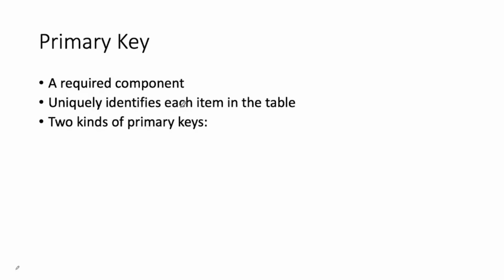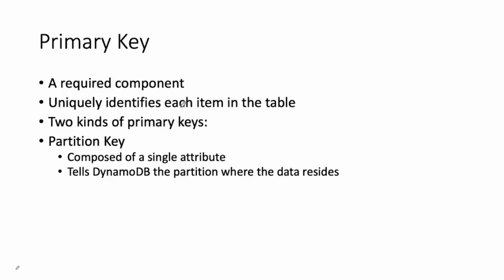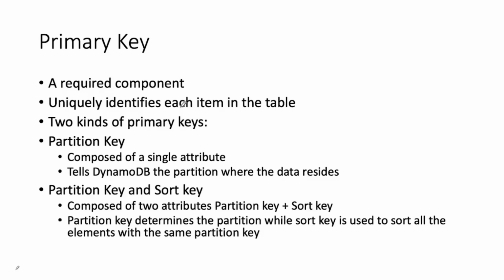Primary key is a required component in DynamoDB, and it uniquely identifies an item in the table. There could be two kinds of primary keys. One is the partition key only primary key. It is composed of a single attribute. You saw person ID in the first example of the people table. And it tells DynamoDB in which partition the data is residing, as well as the exact location of the data within the partition. The other kind of primary key is called the composite key.